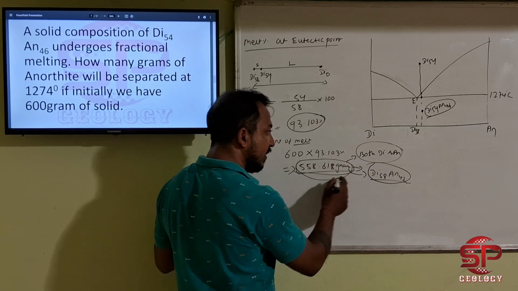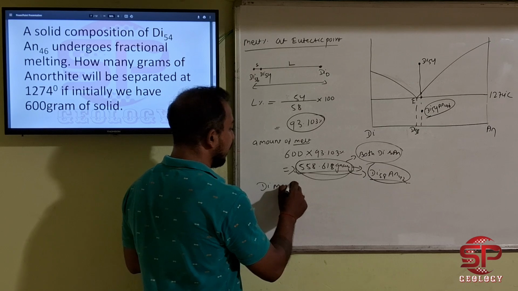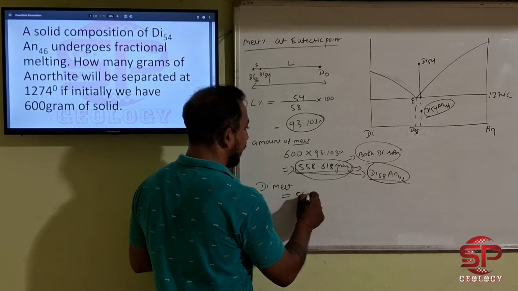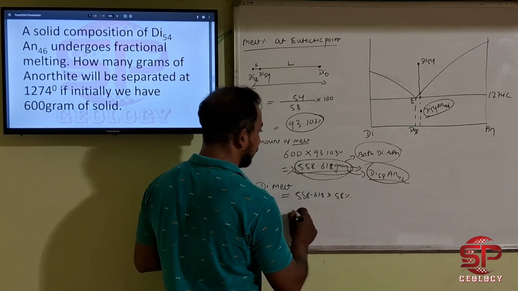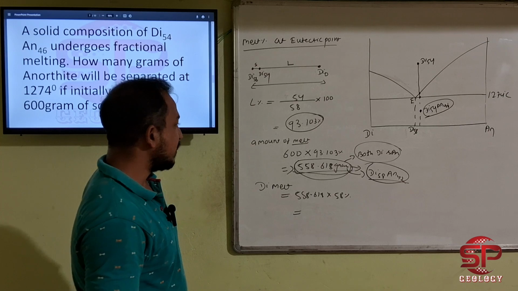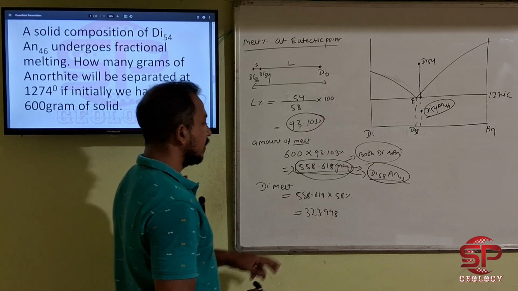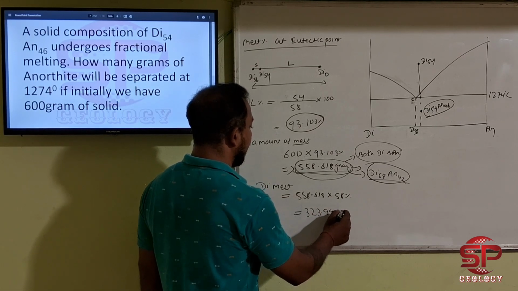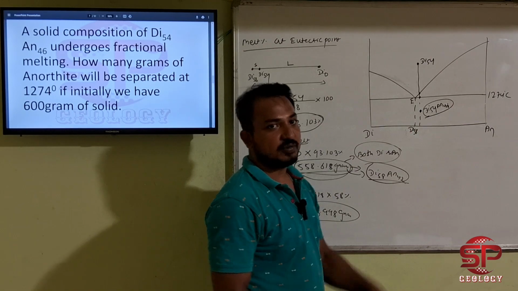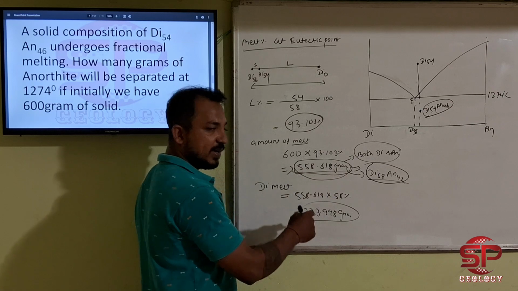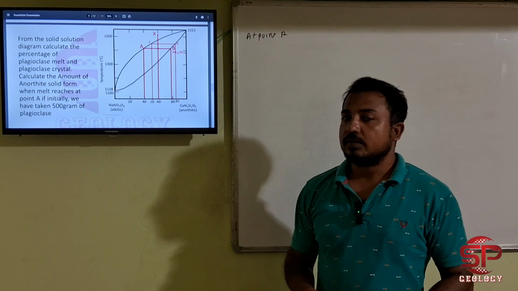So from this melt, 58% is diopside. So the diopside will be 558.618 gram of melt into 58%. So 58% of the melt is diopside, and 42% of the melt is anorthite. So it will be 323.998 gram. This much diopside will be separated at this eutectic point. So this much melt is completely separated, of which 323.998 gram is diopside. So come to the next question.